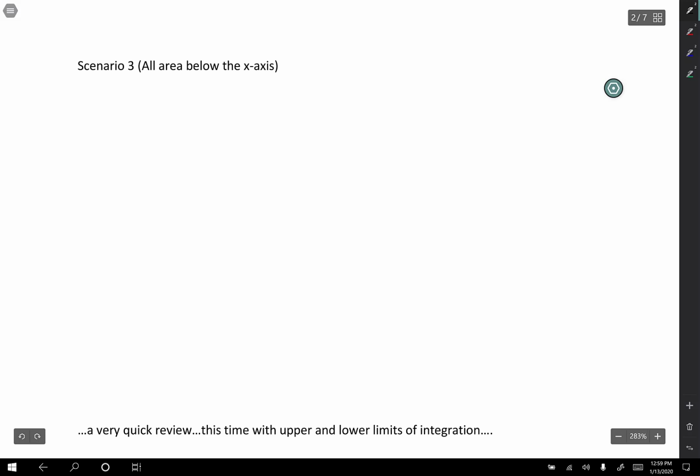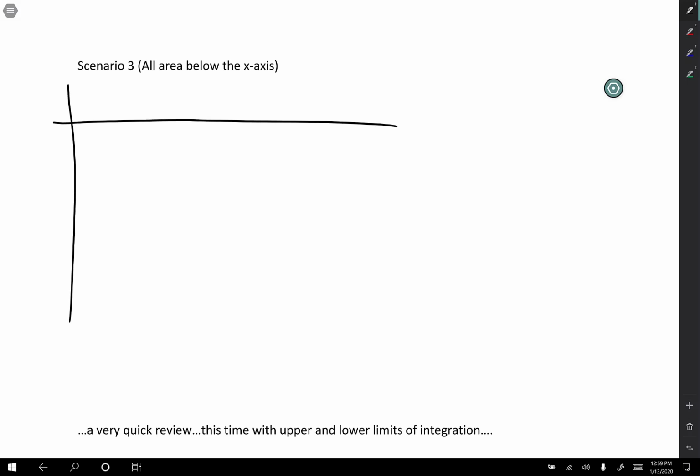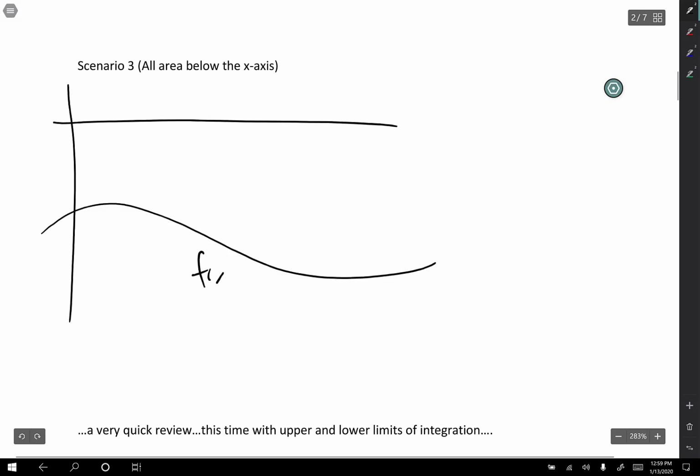Now I'm going to draw all the areas below the x-axis. So I'm going to exaggerate the x and y-axis, like so. And I'm going to draw this curve. And there's my f of x. Here's A. Here's B. Here's C. I just feel like doing those three there.